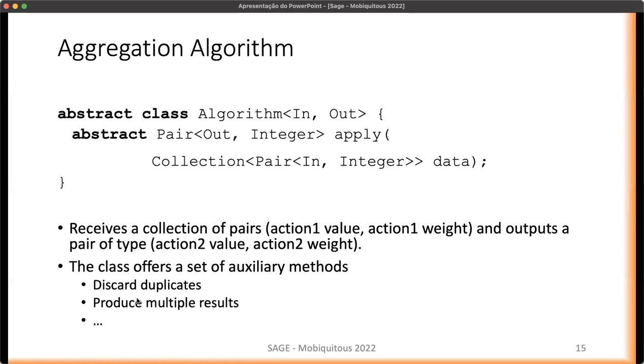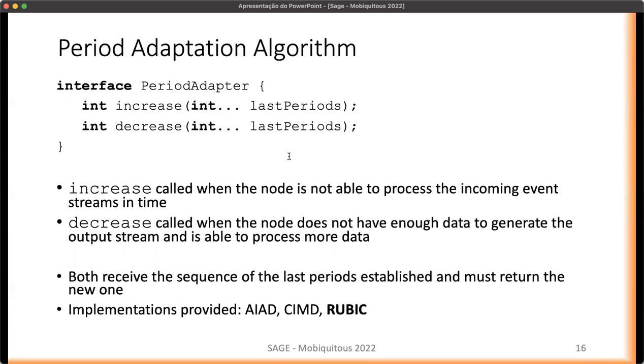The algorithm class provides a number of auxiliary methods, for instance, to discard duplicates, to ensure that in this collection there's only one element, the latest, for each source. It also allows the aggregation algorithm to produce multiple results, which is not common but may happen, and also to see the current population, so the number of children of the subtree, and so on and so forth. Regarding the adaptation algorithm, it has two methods, one that is called when there's a need to increase the period, and one when there's a need to decrease.